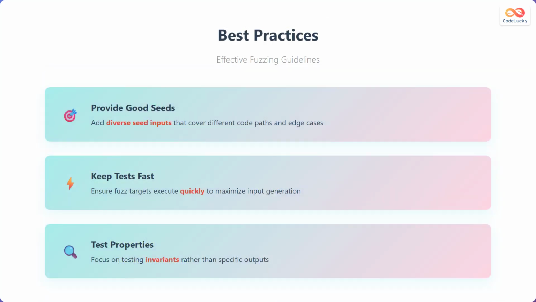When implementing fuzz testing, provide diverse seed inputs to ensure different code paths and edge cases are explored. Keep your tests fast so that the fuzzer can generate as many inputs as possible within a short time. Focus on testing invariants, which are properties that always hold true, rather than specific function outputs. These best practices will make fuzzing in Go both effective and efficient for discovering hidden bugs and improving code quality.